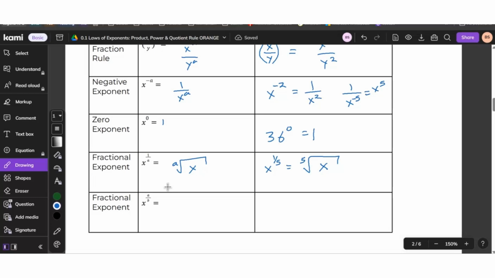Now, what about if I have a over b? Well, that would mean that it's the bth root, and then it's to the power of a. So if I have x to the 2/5, that is the 5th root of x squared. Now, keep in mind, I could also write it this way if you prefer. Whatever way is more comfortable for you, they both mean the same thing. Okay?